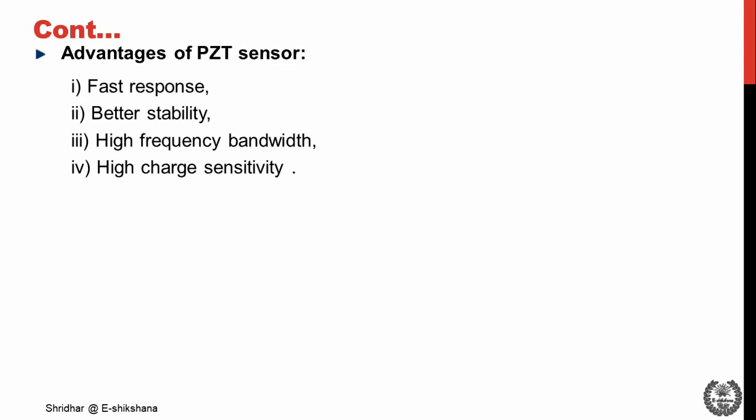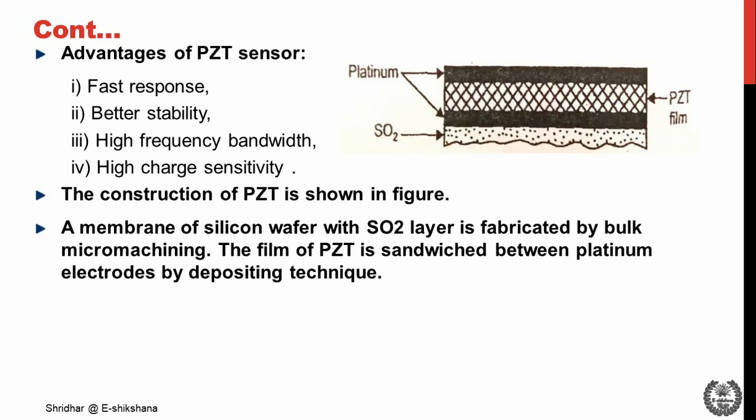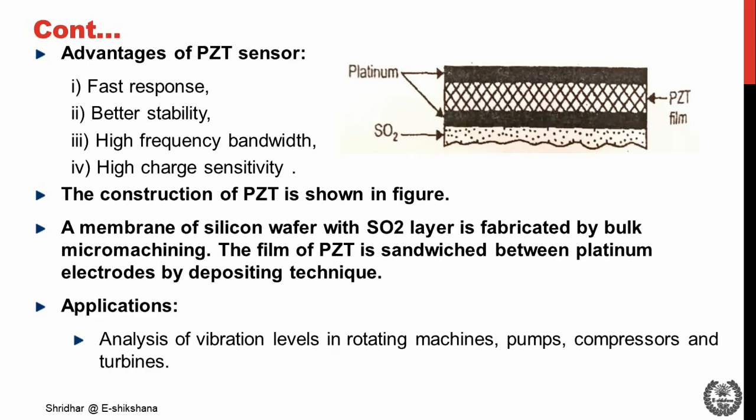The piezoelectric sensor is a self-generating device which is ideal for sensing dynamic events such as shocks and vibrations. The following are the advantages of the PZT sensor: fast response, better stability, high frequency bandwidth, and high sensitivity. The construction of PZT is shown in the diagram. A membrane of silicon wafer with SiO2 layer is fabricated by bulk micromachining. The film of PZT is sandwiched between platinum electrodes by a deposition technique. The accelerometer is connected to the vibrating surface.